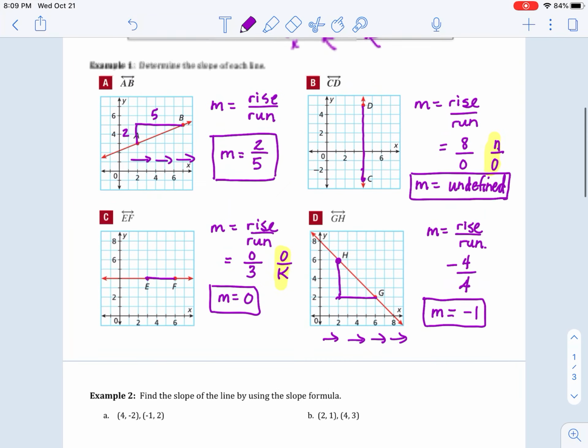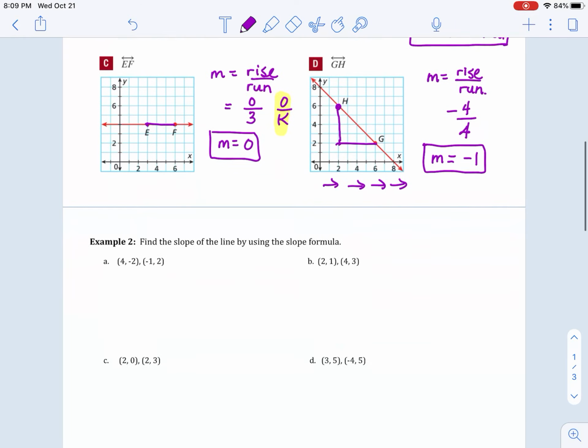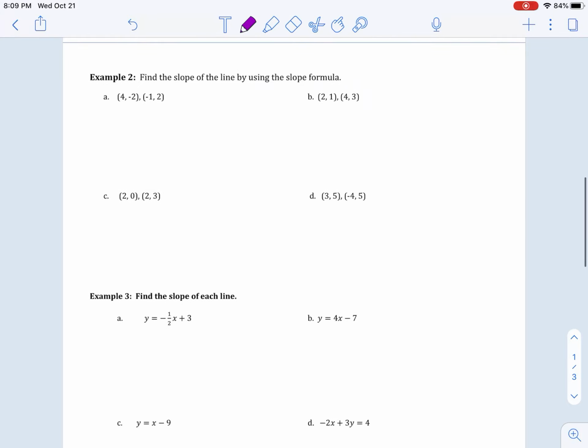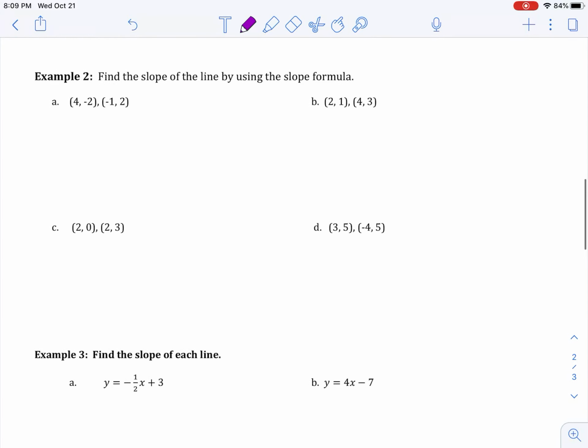Okay, so anytime you're dealing with graphs, which on tonight's homework I gave you some graphs, think of it as rise over run and just count your squares. Well, what if we don't give you a graph, though? If we don't give you a graph, then we're going to have to use the slope formula.